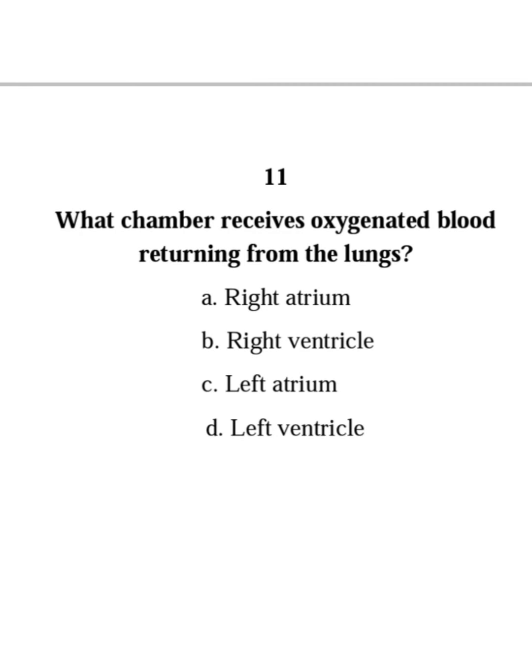Number 11. What chamber receives oxygenated blood returning from the lungs? Right atrium, right ventricle, left atrium, left ventricle. The correct answer is C, left atrium. So the left atrium receives blood that returns from the lungs.